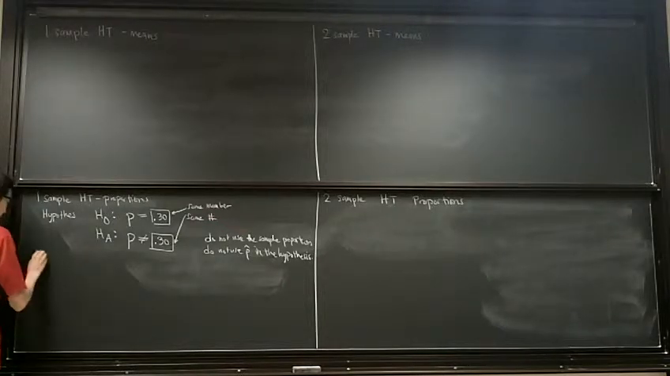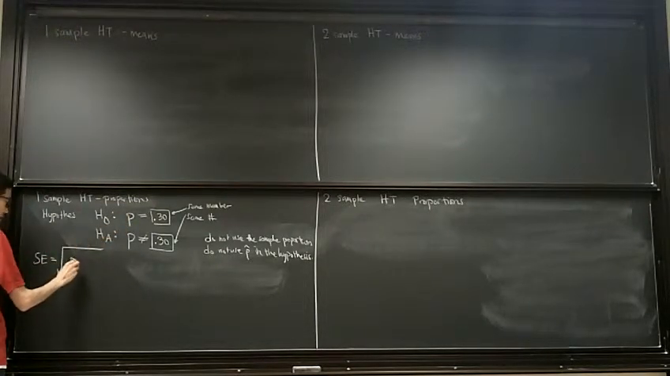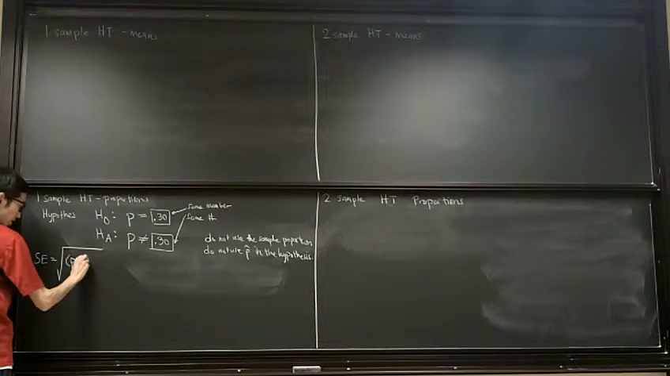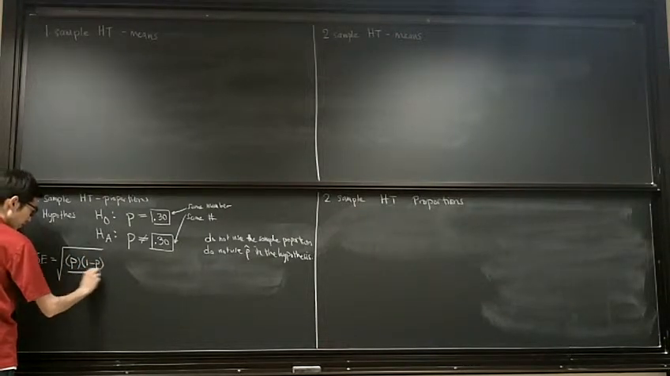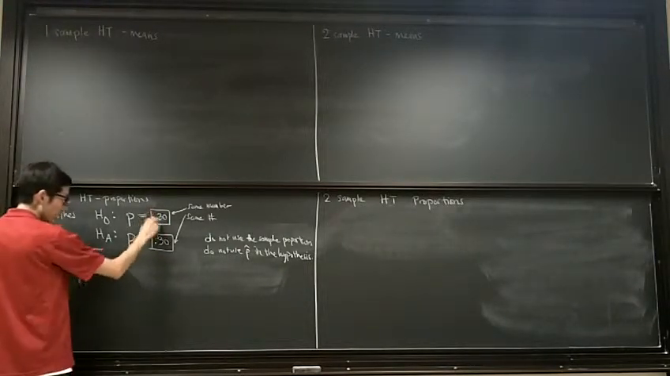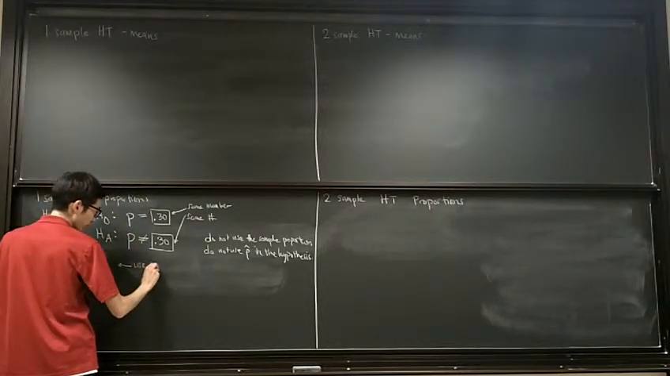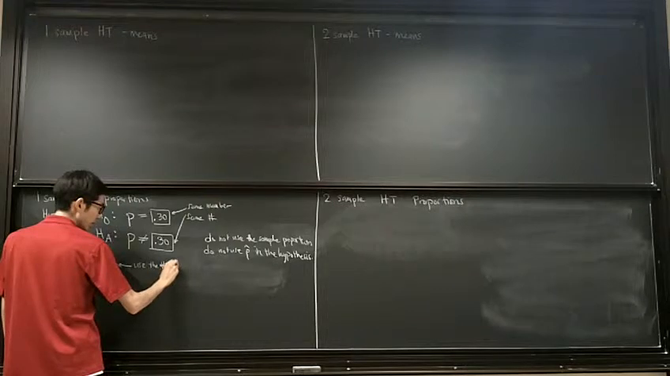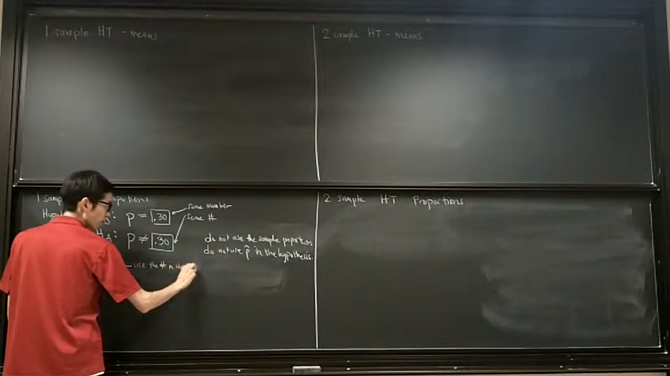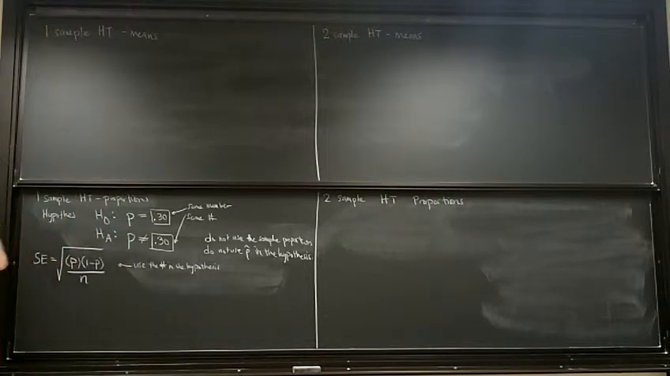Our standard error is equal to the p from our hypothesis times 1 minus p, divided by n, square root. Okay? And here, use the p value, this 0.30. Use the number in the hypothesis.